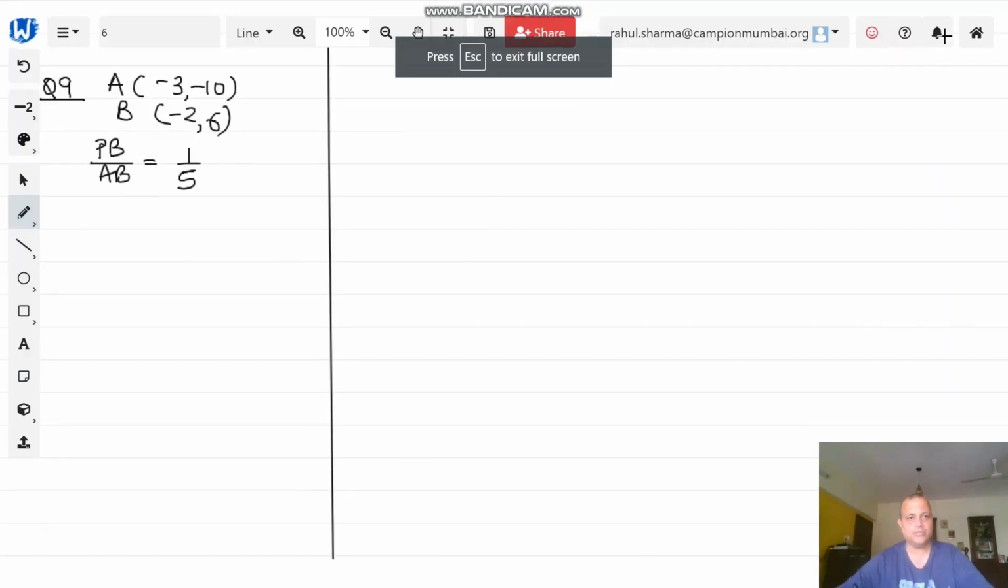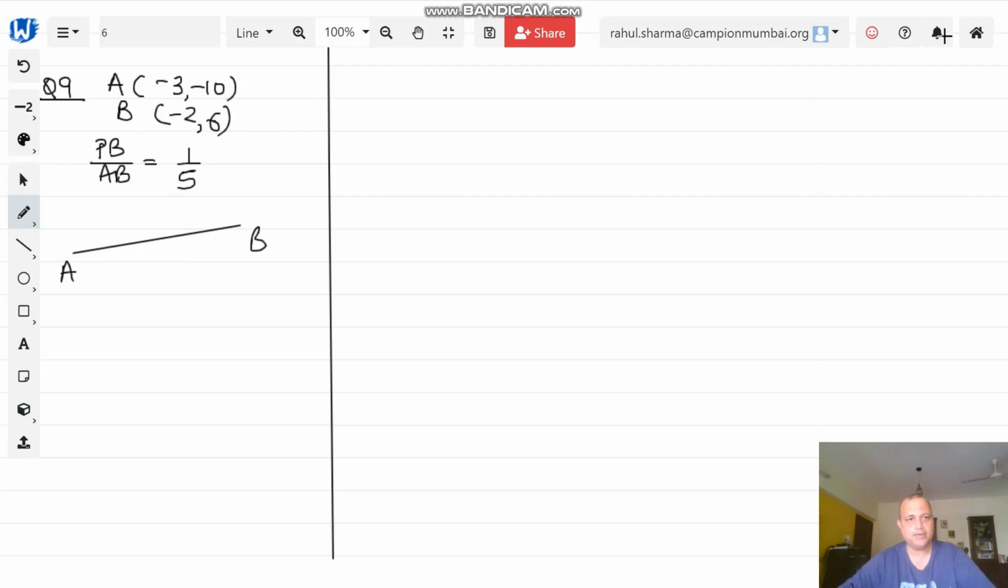Next question we do is question number 9. Let's look at the question. The line joining the points A and B is divided by the point P in the ratio 1 is to 5. So let's draw a rough line. That's my rough drawing. This is A, B.